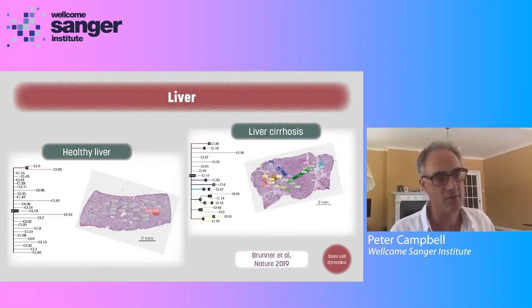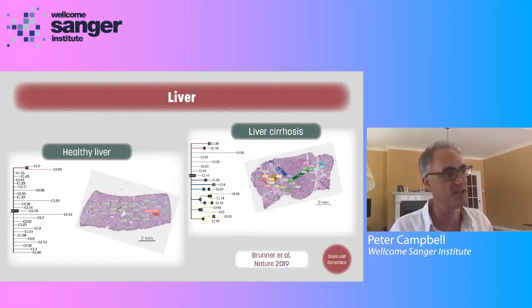And then these clones that extend here, these colored oblongs or rectangles, are essentially patches of a single clone that's spread over quite a large distance. So in the presence of liver disease, again, we can get large patches of liver that are derived from a single ancestral cell. So the presence of disease unmasks this huge latent regenerative potential in liver stem and progenitor cells.